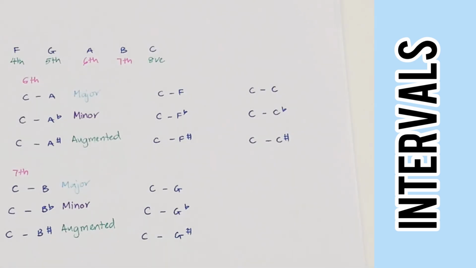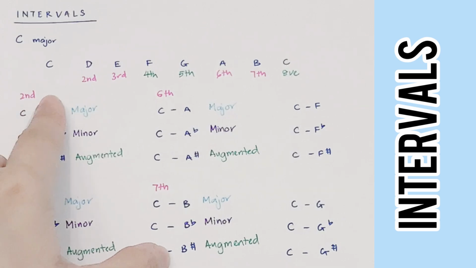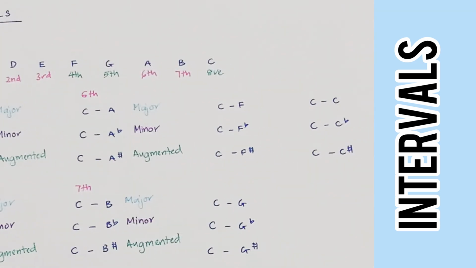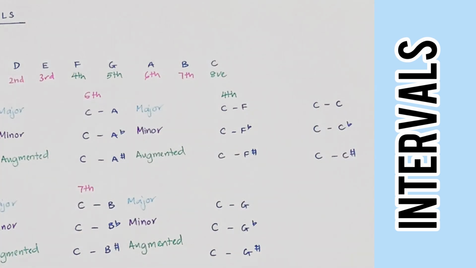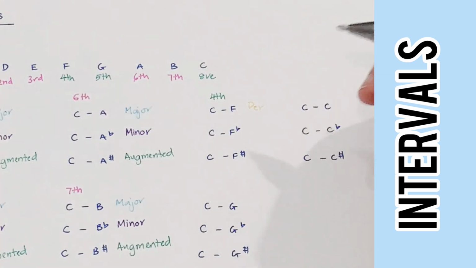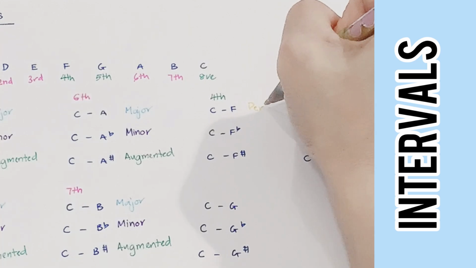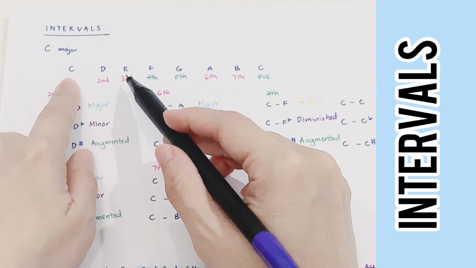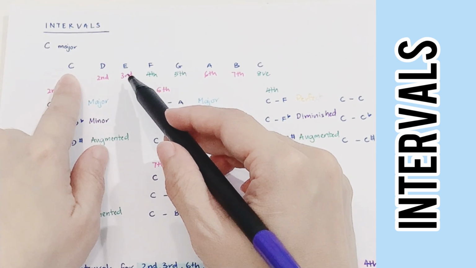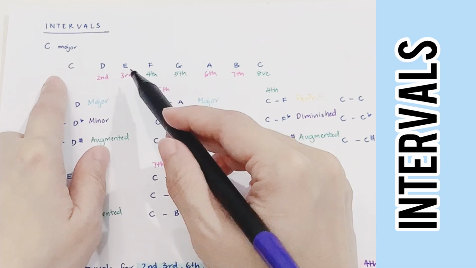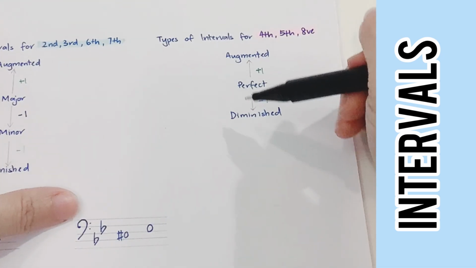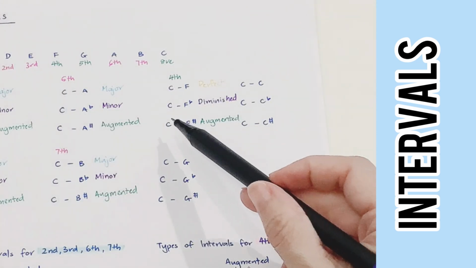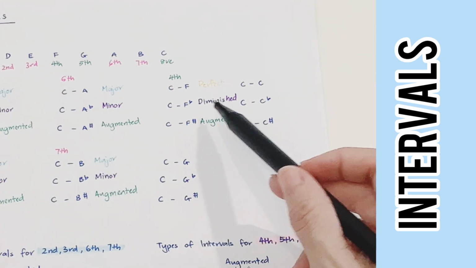And now we'll take a look at the types of intervals for fourth, fifth, and octaves. So C to F is a perfect fourth. C to F flat would be an enharmonic E. So you reduce a step from perfect would be diminished, and therefore C to F flat is a diminished fourth.